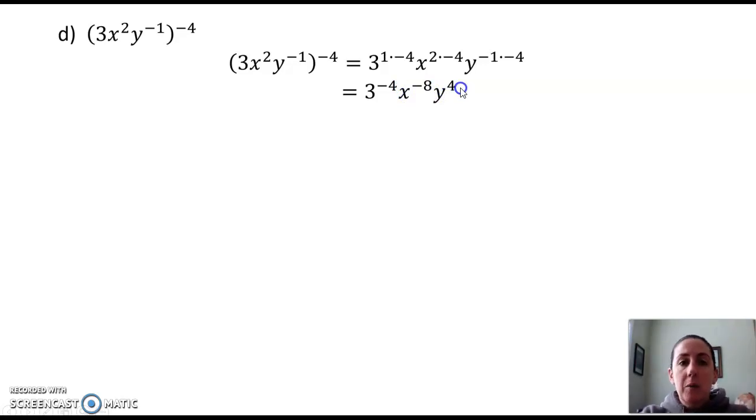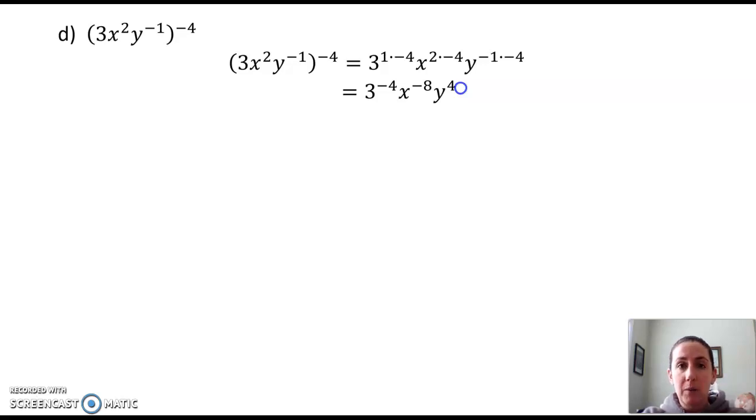Now, remember what it means to multiply or raise something to a power. You multiply it to itself that many times. Well, you can't take 3 and multiply it to itself negative 4 times. You can't take x and multiply it to itself negative 8 times. You can't do anything a negative amount of times. So in order to be able to solve this, we will have to get rid of those negative exponents.